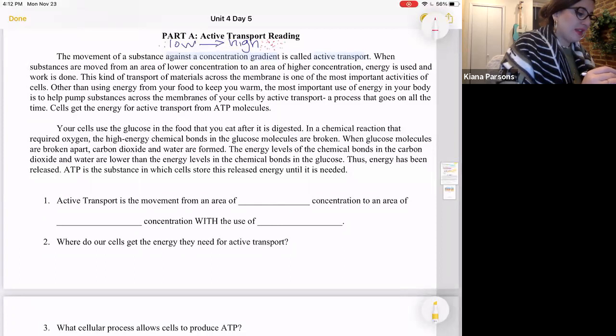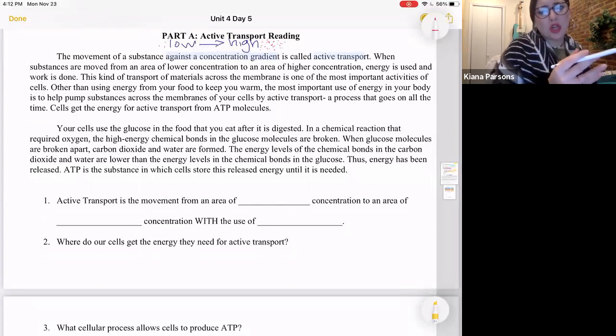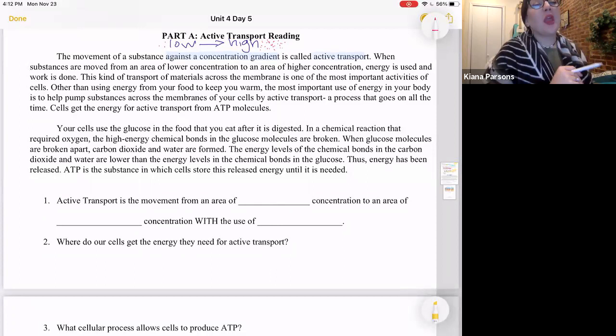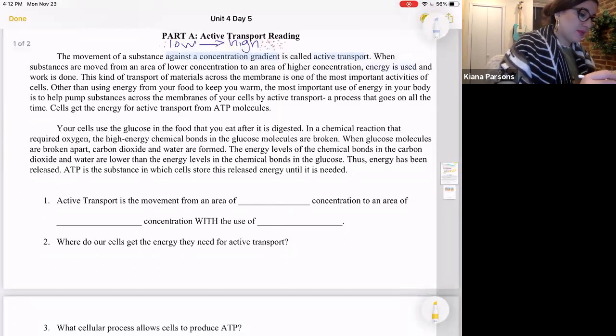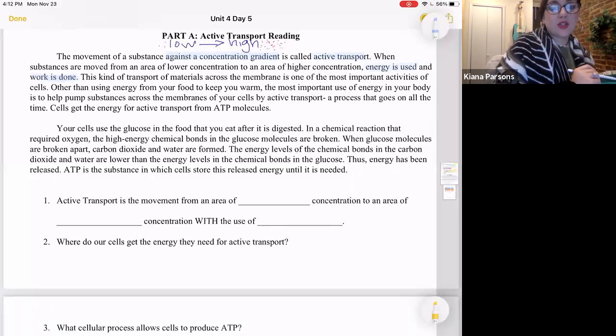And this is the opposite of diffusion, which maybe should help you remember it. So when substances are moved from an area of lower concentration to an area of higher concentration, energy is used and work is done, right? It's work, it's hard to do. This kind of transport of materials across the membrane is one of the most important activities of cells.